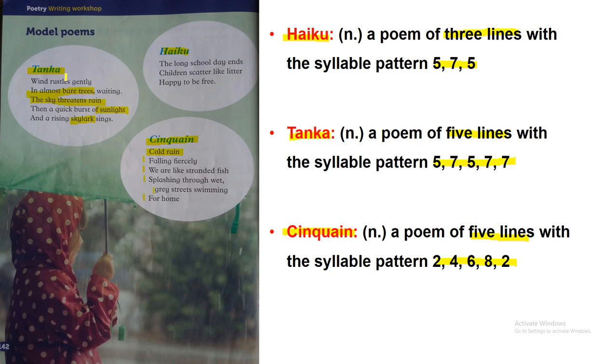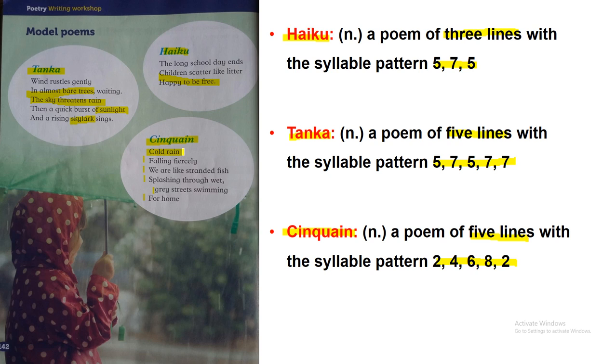So as we mentioned before, the tanka is a poem of 5 lines with a syllable pattern 5-7-5-7-7. Let's move to the haiku. It speaks about a school day. So the long school day ends. Children scatter like litter, happy to be free. Children were walking everywhere because maybe they are running, they are happy because the school ends. So the haiku is a poem of 3 lines with a syllable pattern 5-7-5.